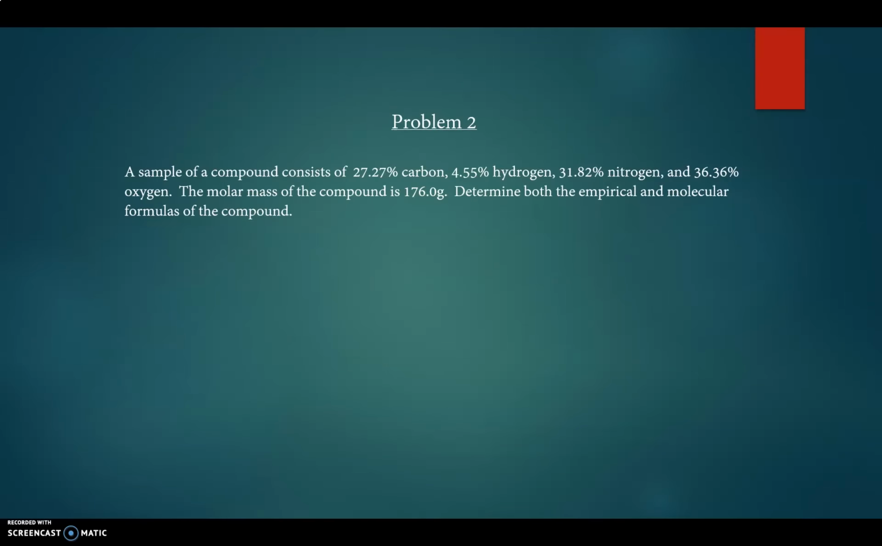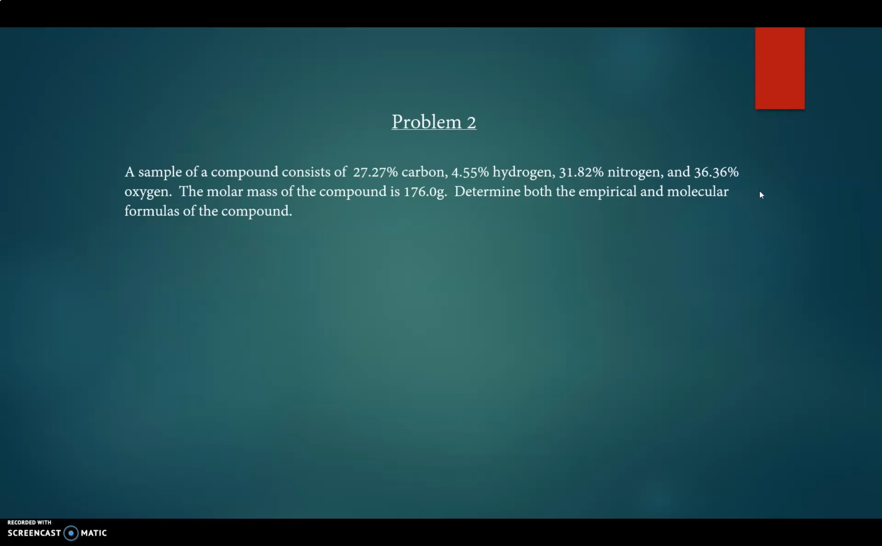Okay, in this next problem, we're going to make one small change. Instead of the grams of each element, I've given you the percentages of each element, which is pretty common. So how do we deal with percentages? Because when we do the calculations, of course, we need grams. The first step is normally to change grams into moles. So how do we figure out a number of grams?